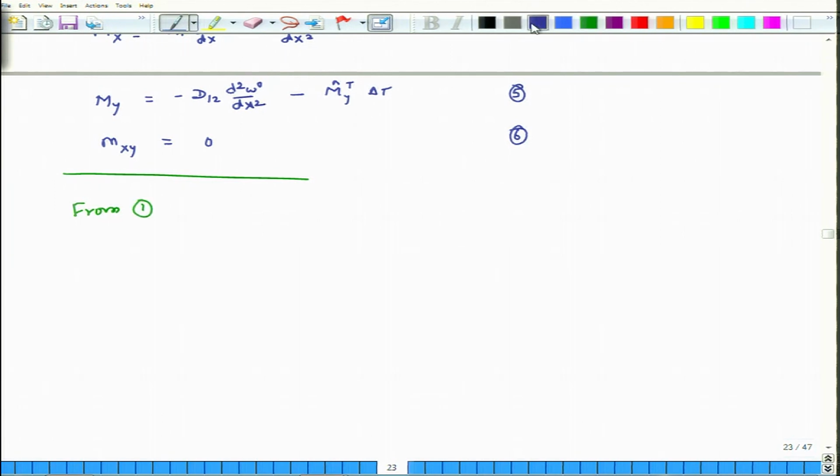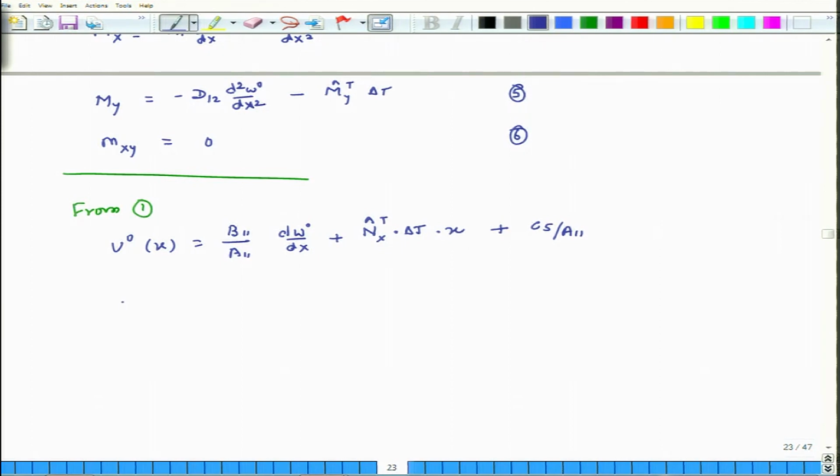So, we get from 1, we get u naught x is equal to b11 over a11 dw naught over dx plus nxt hat times delta t times x, because I have integrated it once, and then I get an integration constant. So, that is C5 over A11. Okay.